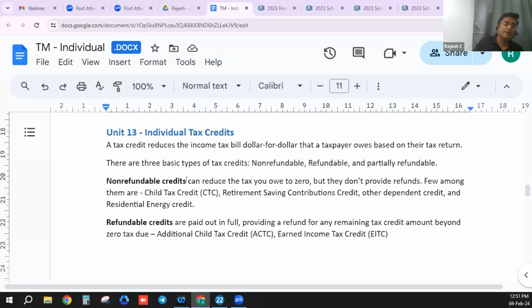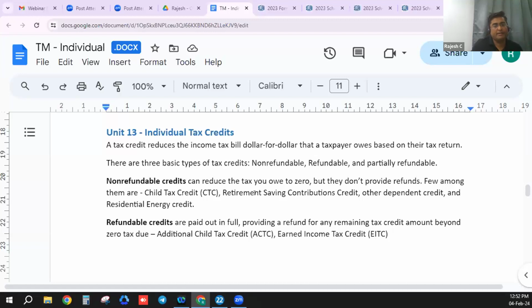And suppose the nature of the credit is refundable. What will happen in this case? If your tax liability is 100 and you have a credit of 120, only the 100 is set off, and the 20 amount you will get in the same year as a refund. So it is called a refundable credit.